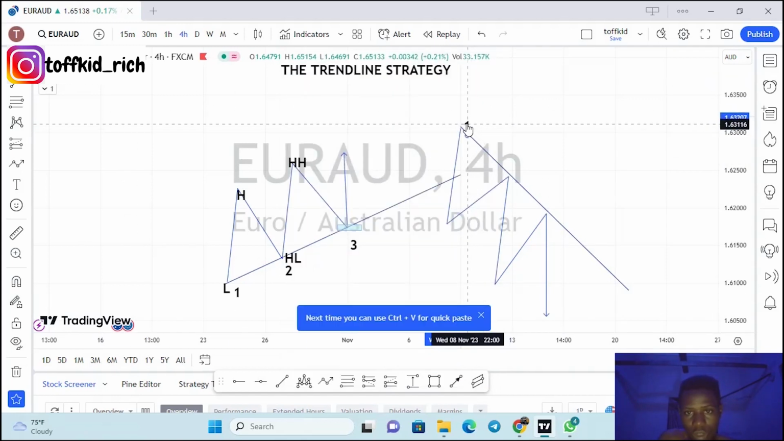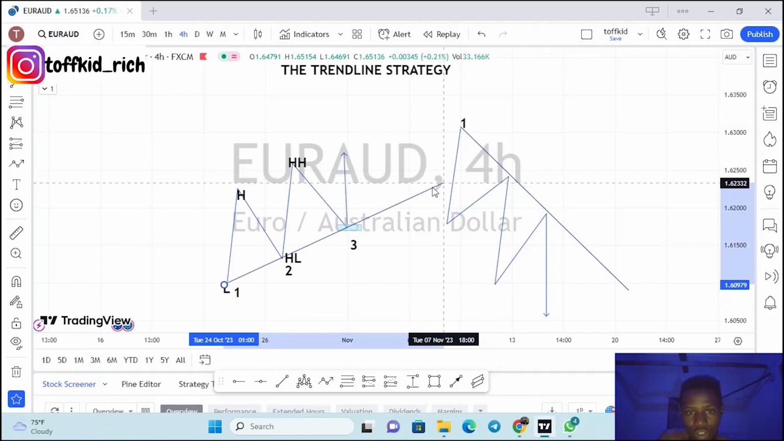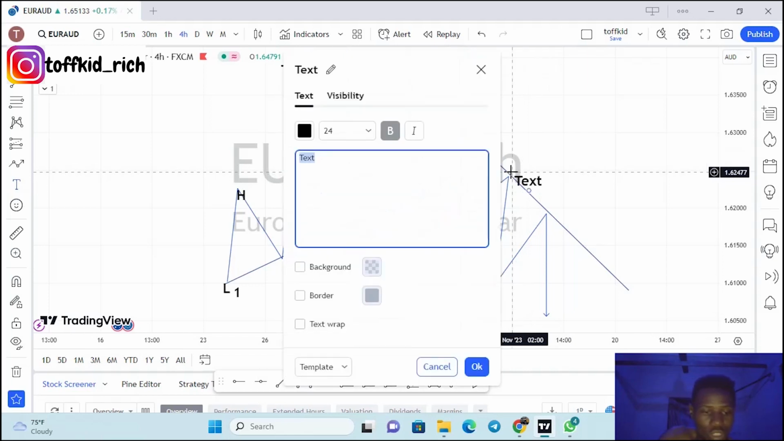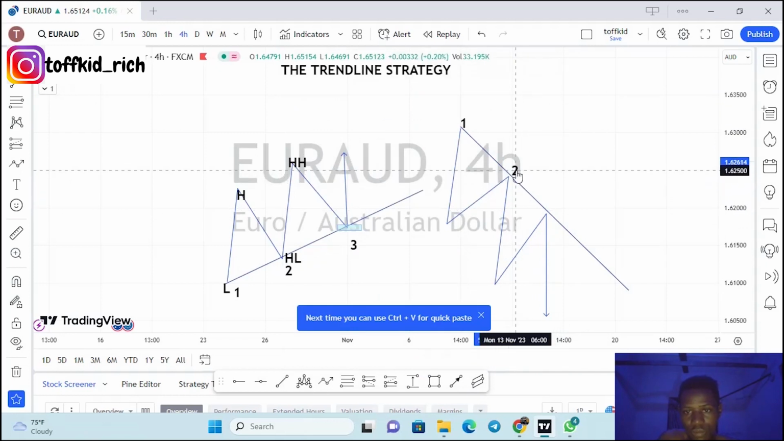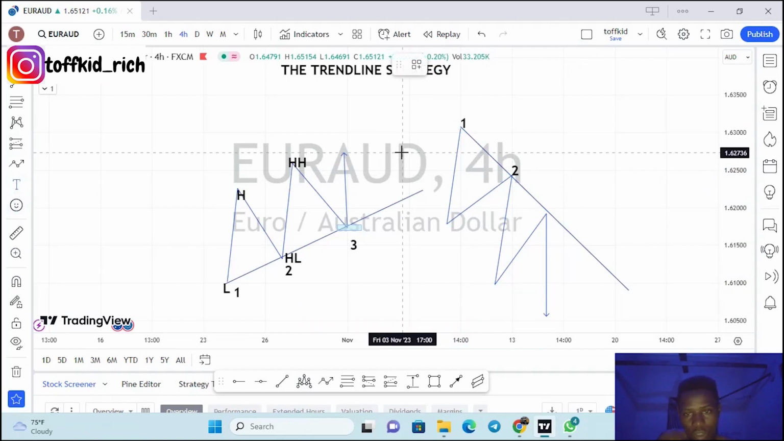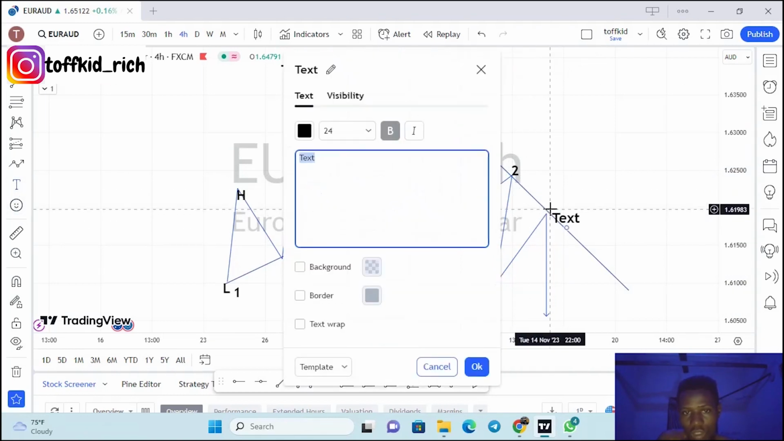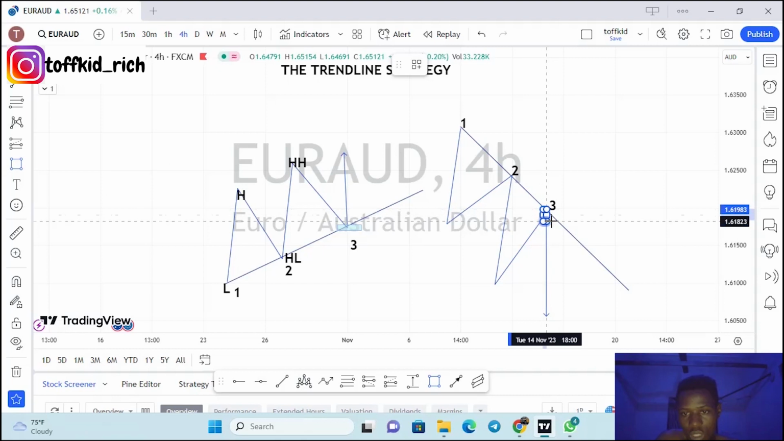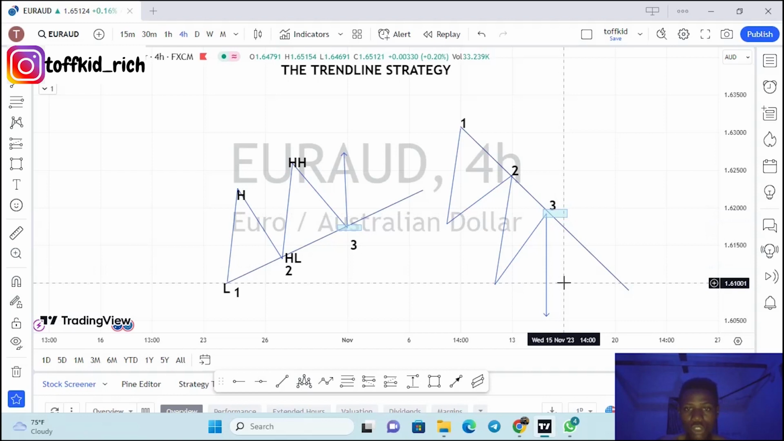Let me place it right there. Here is the first touch of our trend line, and then here is the second touch of our trend line once again. And then here is our third touch of our trend line. Upon the third touch of the trend line, that is where we are going to wait for a candlestick confirmation before we look for our setup to the downside.